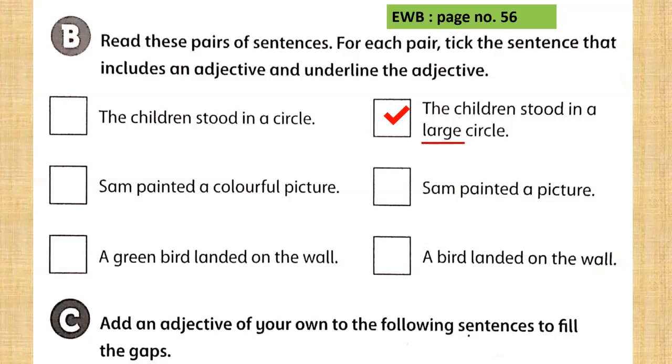Now the next options given to you are, the first sentence is, Sam painted a colorful picture. The second sentence is, Sam painted a picture. So which of these sentences has an adjective? Good job. Colorful. So the first sentence has an adjective in it.